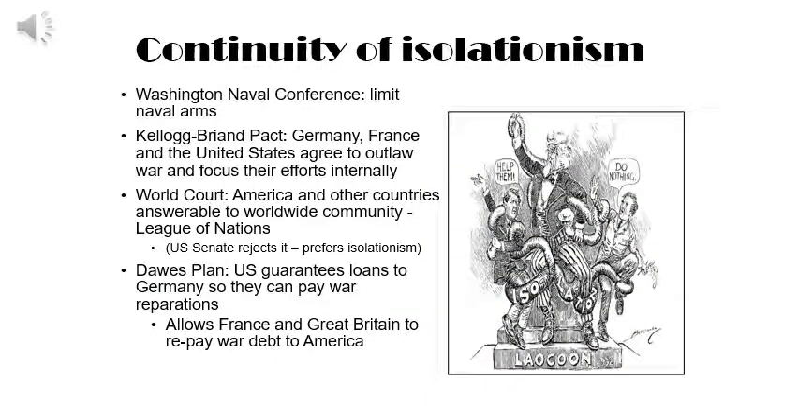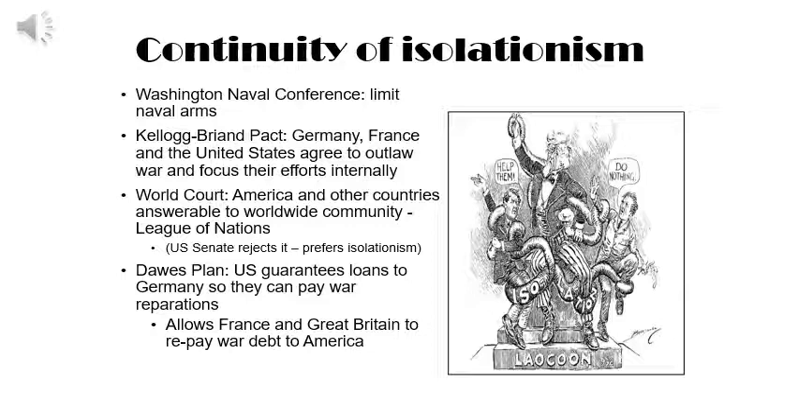Continuity of isolationism. Beginning with the Washington Naval Conference, where the United States agreed to limit their naval arms. And moving right along into the Kellogg-Briand Pact, where Germany, France, and the United States agreed to outlaw war and focus their efforts internally at improving their own countries from within.